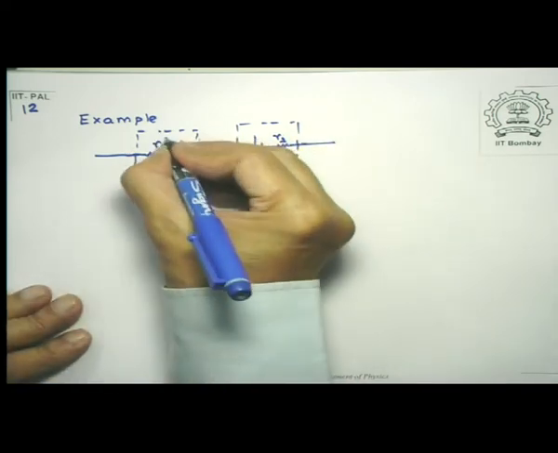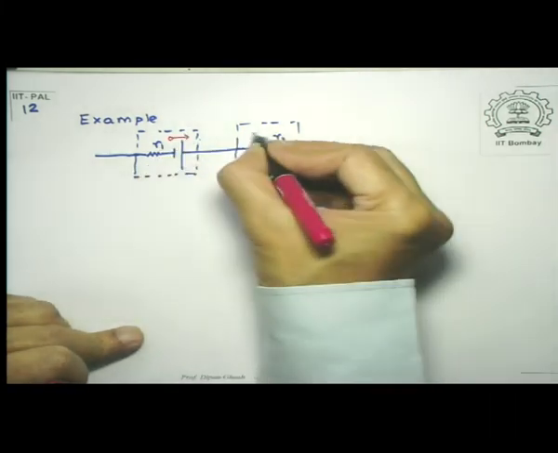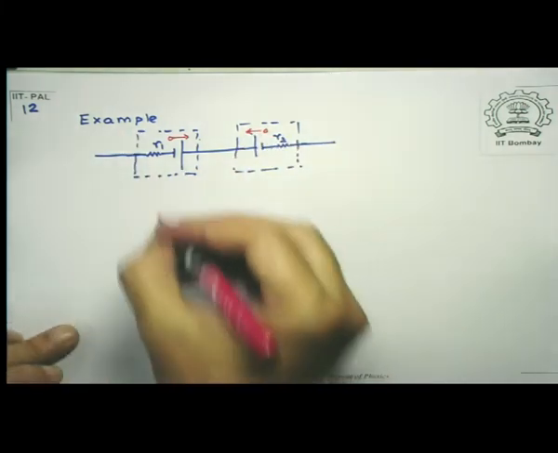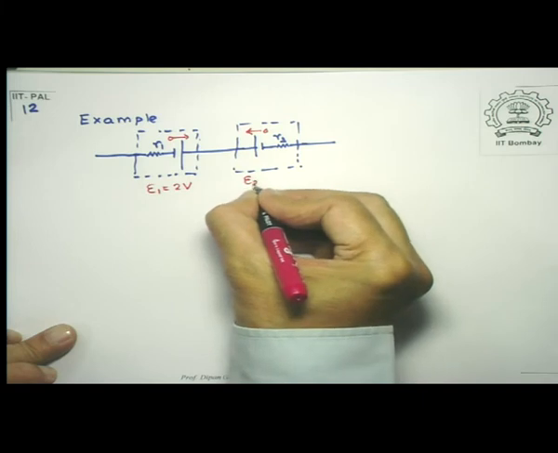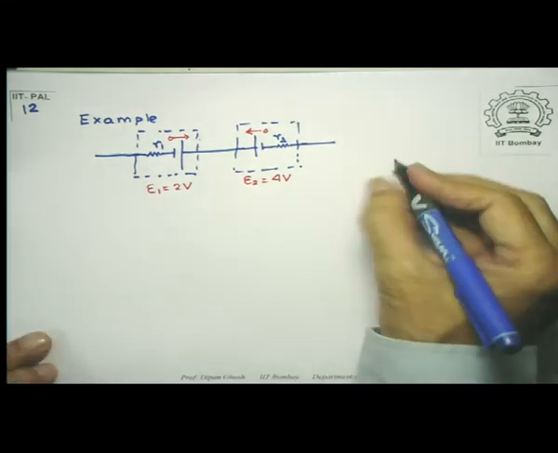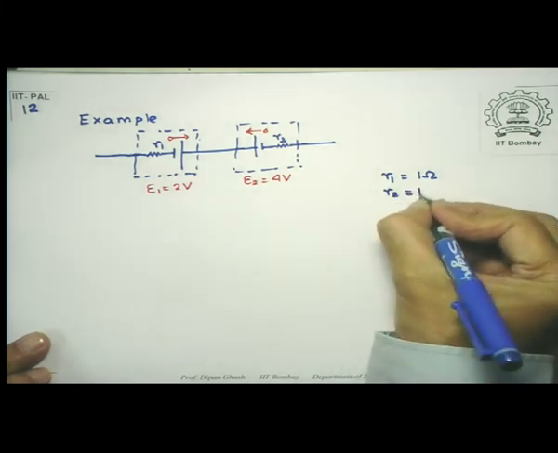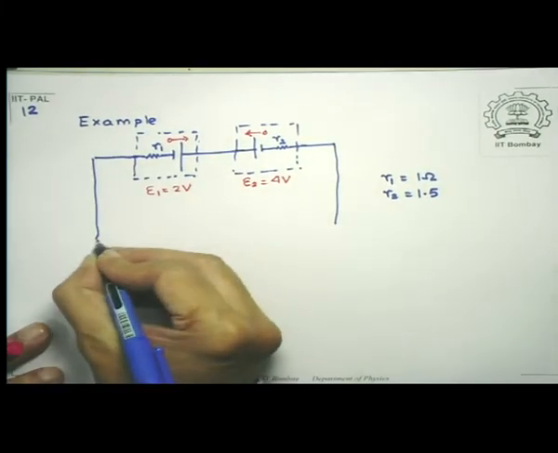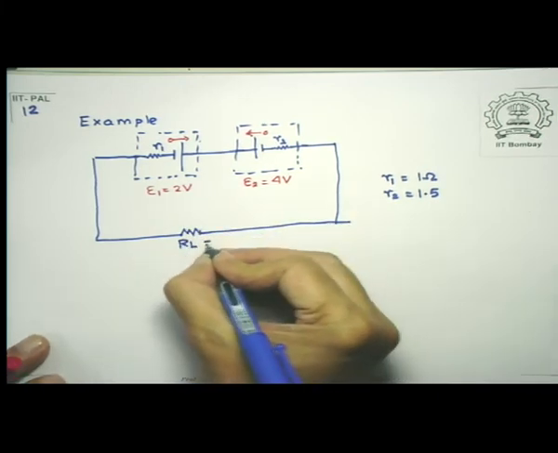Normally an EMF is shown in pictures in this fashion, going from negative towards positive, because you are increasing the potential energy. So let's call this E1, which is equal to a 2 volt battery, and E2 is equal to 4 volts. I have given some data. Let me take R1 to be 1 ohm and R2 to be 1.5 ohm. And this whole thing passes through a load resistance RL, and let's take this to be equal to 5.5 ohms.